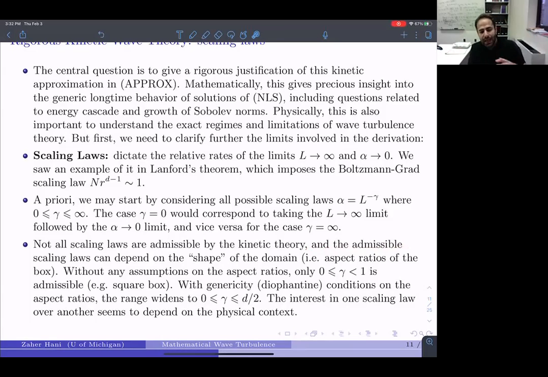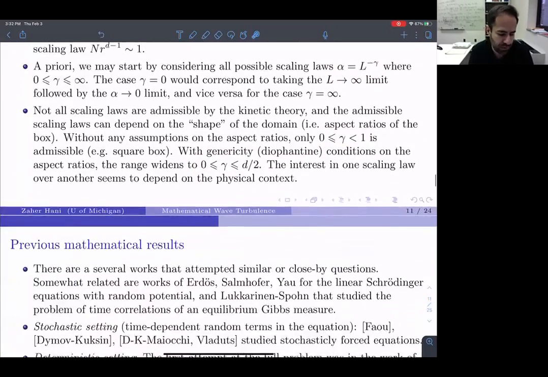So if you don't want to put any assumptions on the aspect ratios, the biggest range of scaling laws is basically 0 less than or equal to gamma less than 1. So you need to take L to infinity and alpha goes to 0 in such a way that alpha equals L to the minus gamma, and gamma is between 0 and 1. This is the square box. If you impose Diophantine conditions on the aspect ratios, then you can increase this range a little bit. But again, this is a rather technical point, so I will not go into it today.